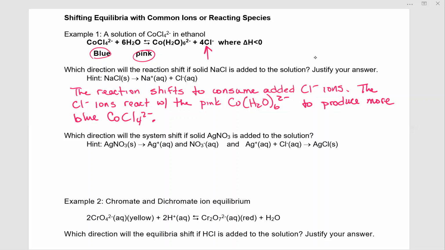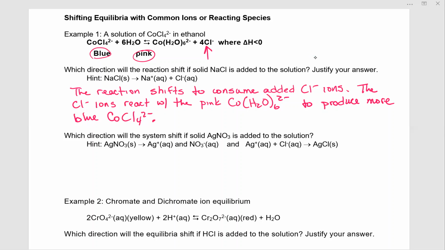Now, we have told the reader which way it's going to shift because we said we're going to be producing more of the blue cobalt tetrachloride. Let's take a look at the next change that we're going to do. It applies to the same system. Which direction will the system shift if solid silver nitrate is added to the solution?